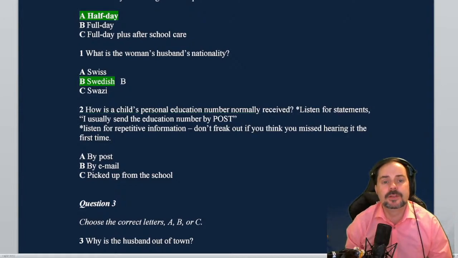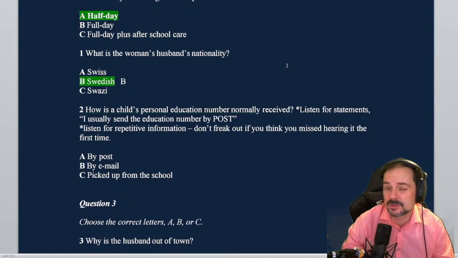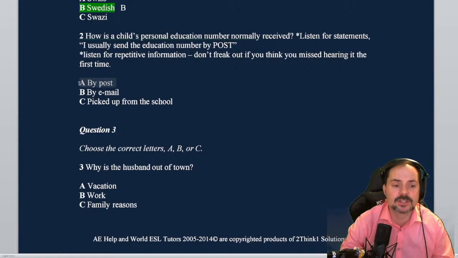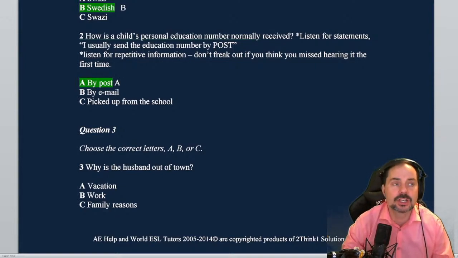Okay, so if you think you missed hearing it the first time, don't freak out, all right? They often repeat the answer, especially for part 1 and even in part 2. Not so much in part 3 and part 4. Those are more challenging, but part 1 and part 2 for sure. Okay, so the correct answer here is by post, all right? And so you put the letter A into your answer sheet, okay?